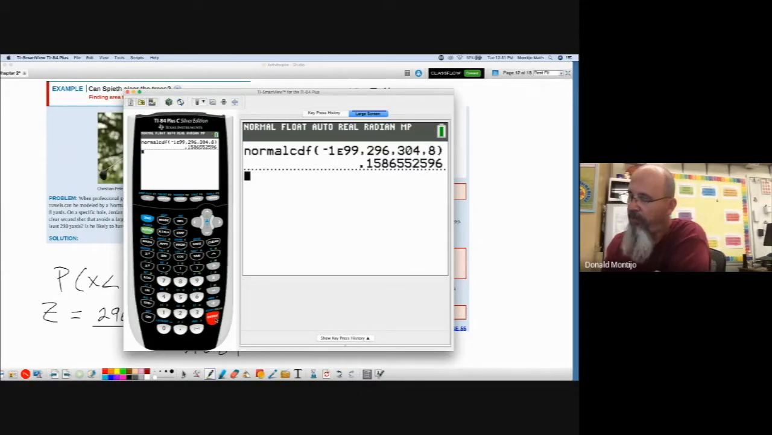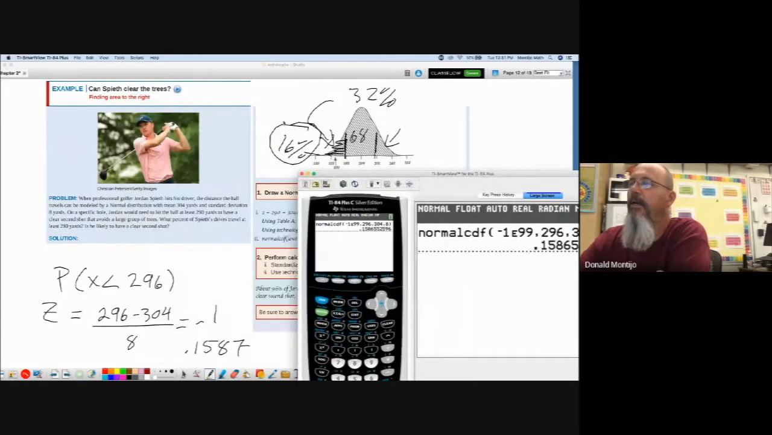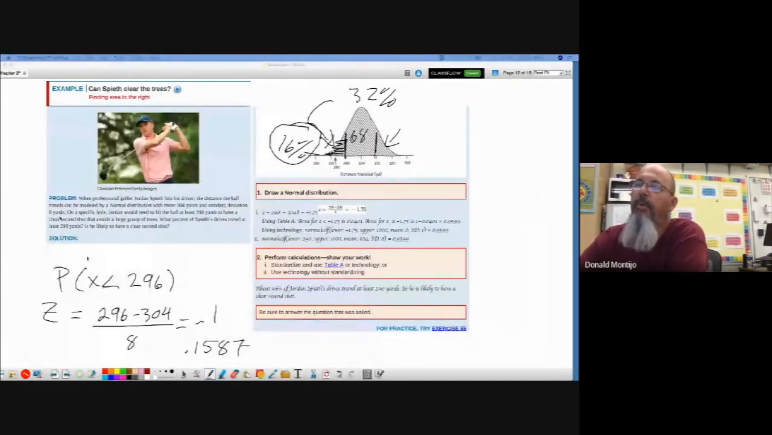0.158655. When we did it using the 68, 95, 99.7 rule, we got about 16%, pretty close. When we did it using table A, we got 0.1587 or 15.87%, pretty close to the calculator. So they're all relatively close. You can do that problem any way you want. Okay, so we've looked at how to find the probability of greater than. We've looked at now how to find the probability of less than.